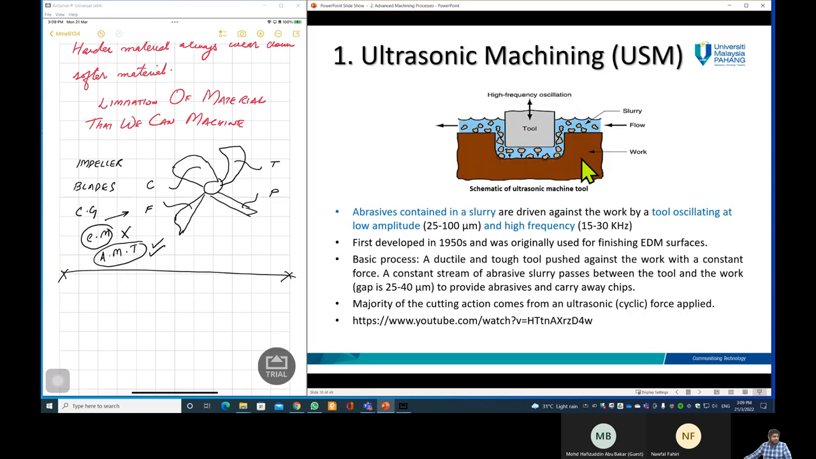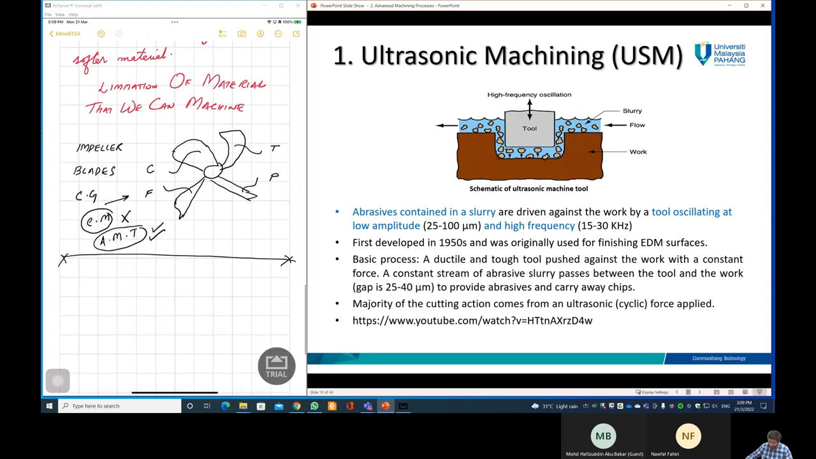So now let us move on to the first type of machining. The first type of advanced machining process is ultrasonic machining, USM. So what is ultrasonic machining and how does it remove material? Ultrasonic machining has a high frequency tool. This tool moves up and down at a very high frequency. The tool is near the workpiece, but it is not touching the workpiece.